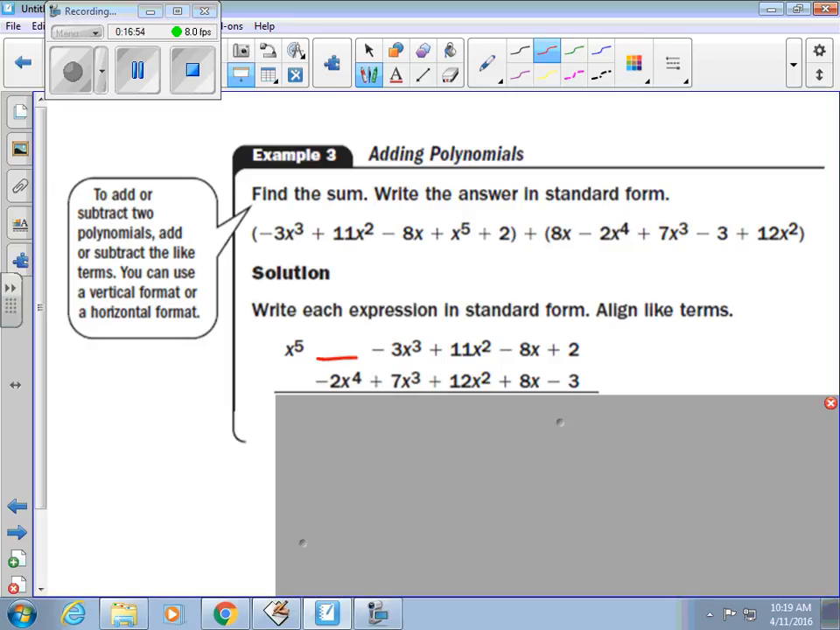Same thing on the second one. There's no x to the 5th, but they got an x to the 4th. Then the third, second, first, and then 0, I mean. So all of those are in standard form stacked on top of each other.